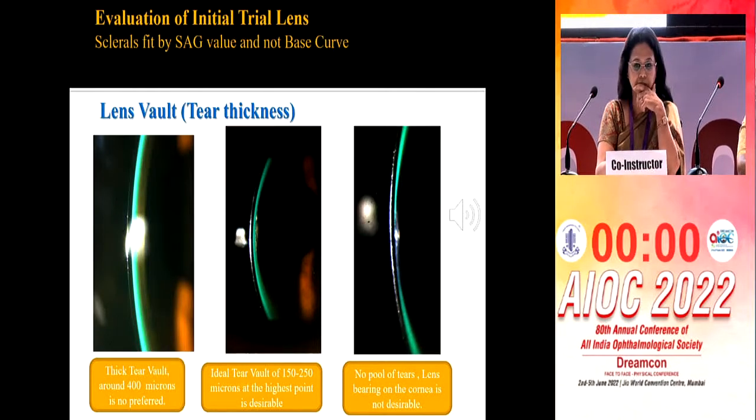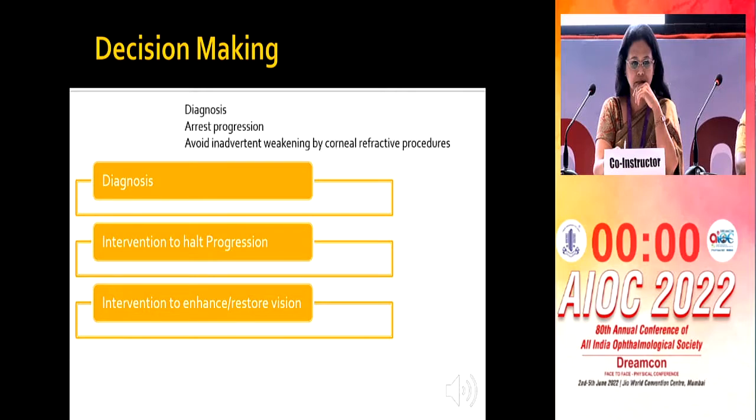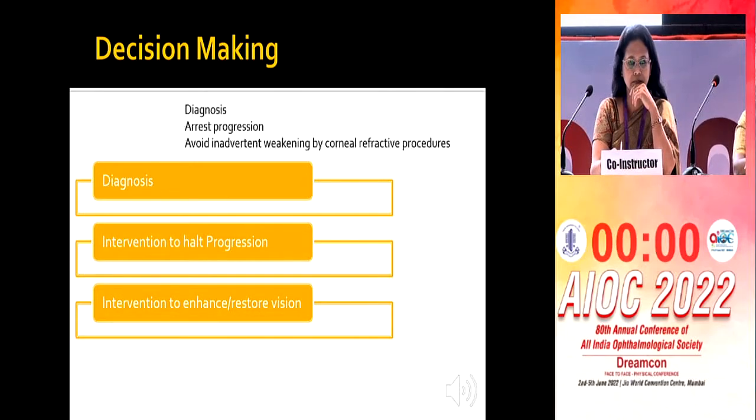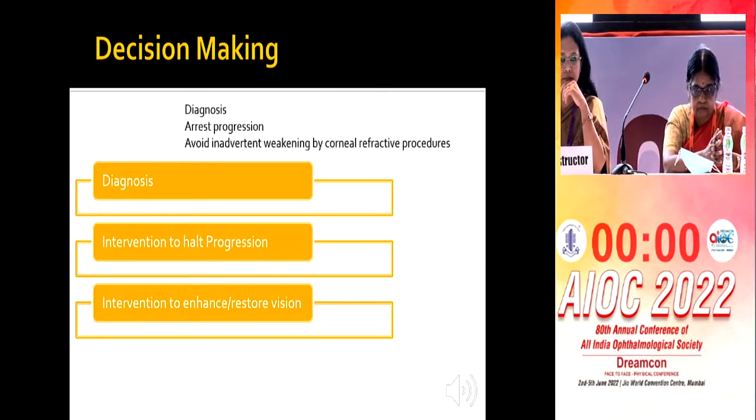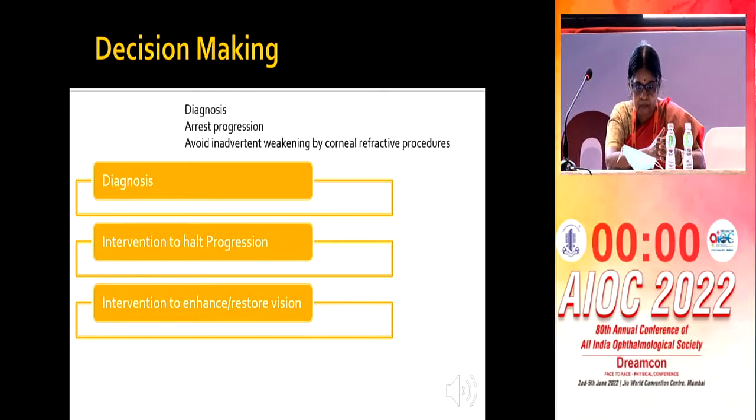So in a nutshell, the decision making, A, is to make the diagnosis, to arrest progression by early detection, and also avoid inadvertent weakening by corneal refractive procedures. And the borderline corneas can be quite challenging, and sometimes one can just follow them up and see what happens over time. Further decision making is which intervention and when to intervene to halt progression, and what is the best intervention to enhance or restore vision.